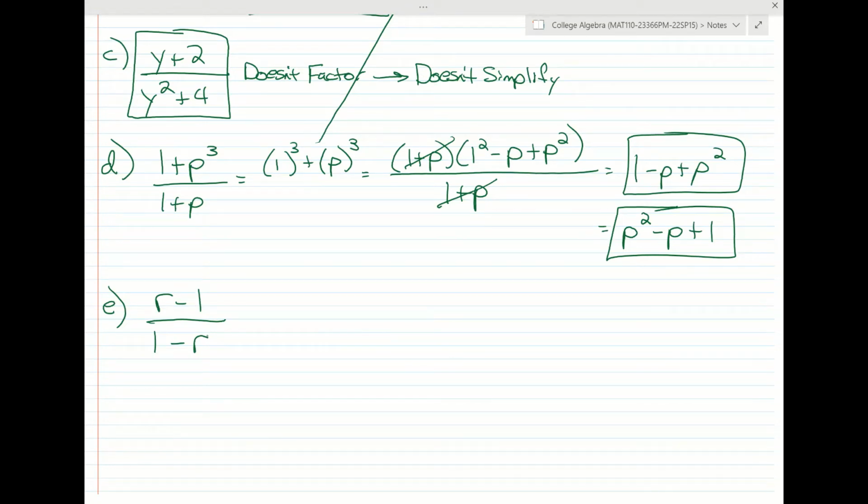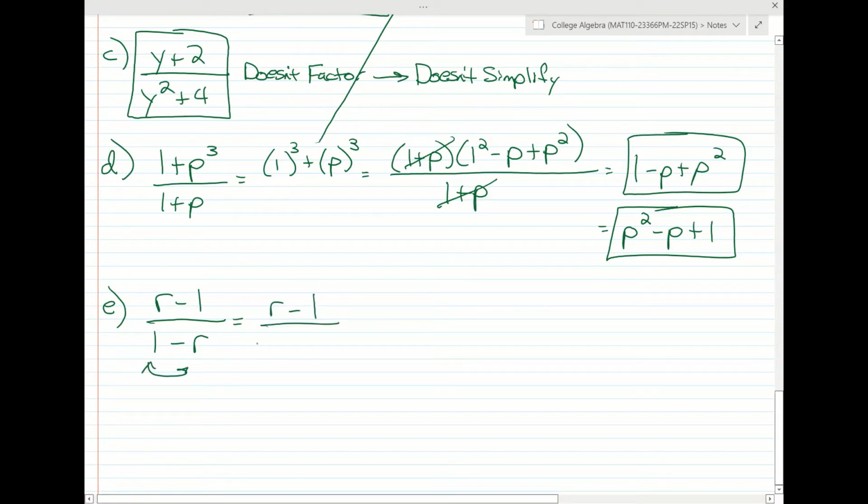Generally, what we do for these kind of problems, like I just told you, is we want to write these problems in standard form. So what we could do is just rearrange this bottom. So the top would say r minus 1, the bottom would be negative r plus 1. And if you can see, they look very similar. And they would be the same thing if what we did is we factored out a negative 1 from the bottom.